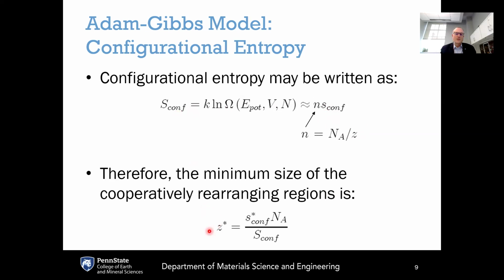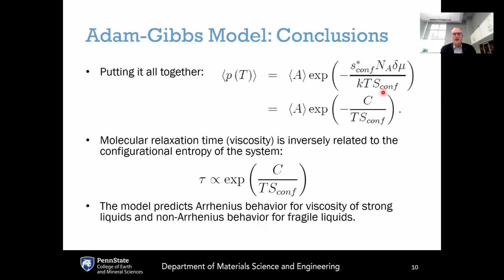And if we relate this to this key minimal size, Z star, what this means is that Z star, the size of this minimally sized region that allows for rearrangement, is equal to S config star, the configurational entropy of that sized region, divided by the total configurational entropy of the system, times the number of atoms in the system, so on the order of Avogadro's number, Na. So this is relating Z star to S config star and the configurational entropy of the entire system.